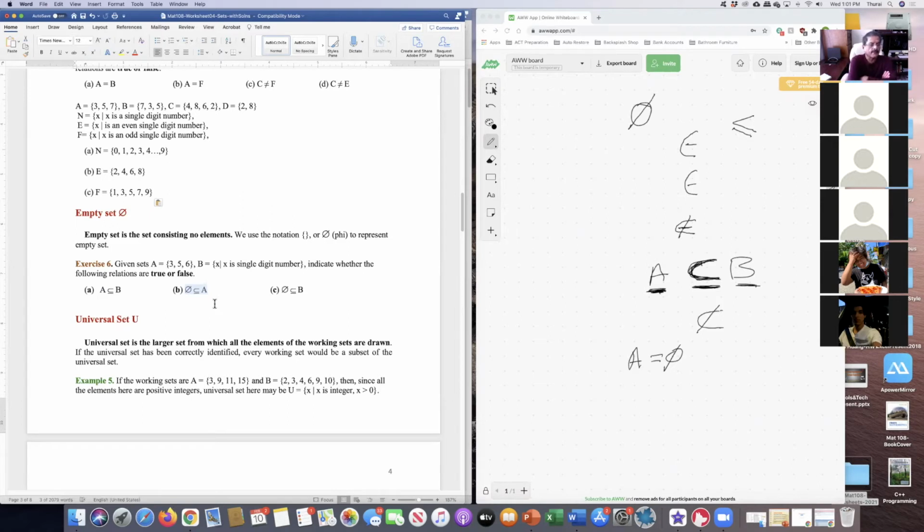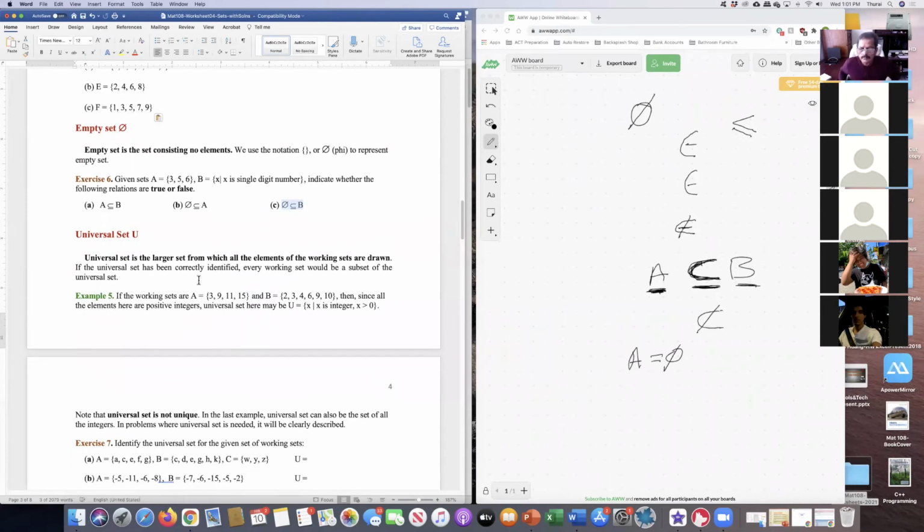Why is phi a subset of A? Phi is a set that has nothing. So everything in phi is in A because phi has nothing. That's how the logic goes. So is phi subset of B? Yes. So basically, phi is a subset of any set.